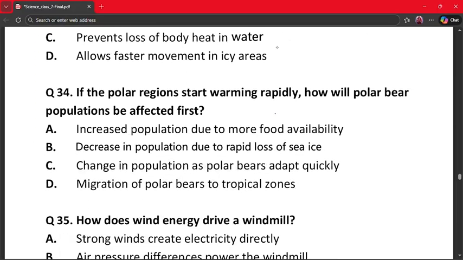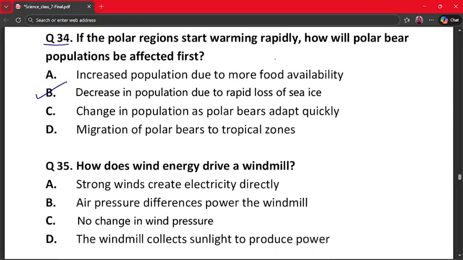The next question is question number 34. If the polar regions start warming rapidly, how will polar bear populations be affected first? A. Increased population due to more food availability. B. Decrease in population due to rapid loss of sea ice. C. Change in population as polar bears adapt quickly. D. Migration of polar bears to tropical zones. The correct answer is option B, because rising temperature melts ice and polar bears lose hunting grounds. Their population gets affected. So option B is the correct answer.